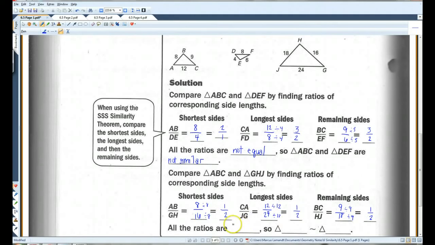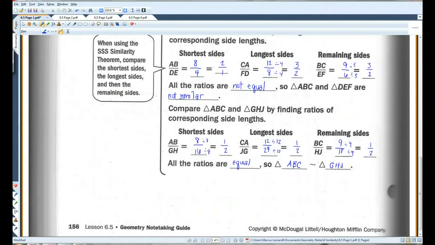All the ratios are equal. So, triangle ABC is similar to triangle GHJ. Make sure you put the letters in the correct order. Alright, let's go on to page 2.